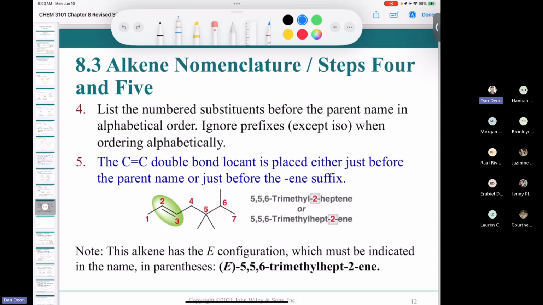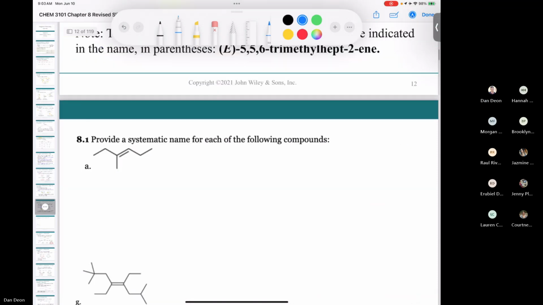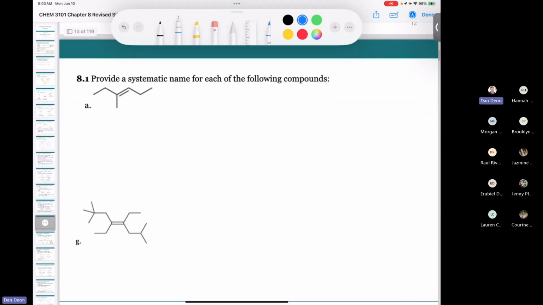And so if you have a double bond, if it's got the E or the Z configuration, or cis or trans, if it's E or Z, we usually put it in parentheses before the name. If it's cis or trans, then we don't do that. So you could call this compound (E)-5,5,6-trimethylhept-2-ene, or you could call it trans, right? Because the 2 hydrogens here and here, those are trans to each other. Either way is fine.